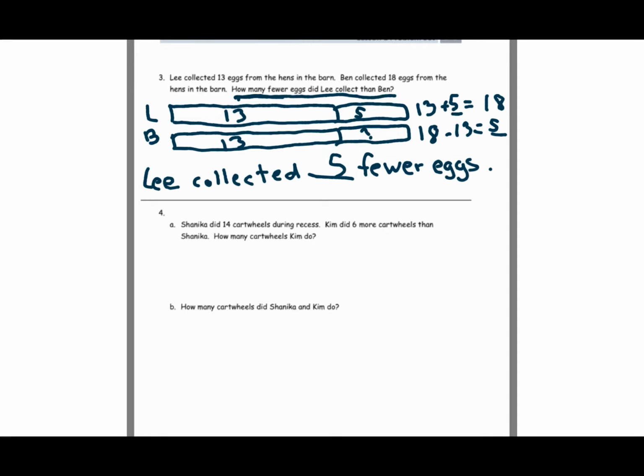Now you can do number 4 for practice. You can pause your tape and practice on number 4. I'm not going to correct number 4 because we're going to move on to our exit ticket. But if you want to practice number 4, pause your tape, your video, and when you're ready, you can continue.